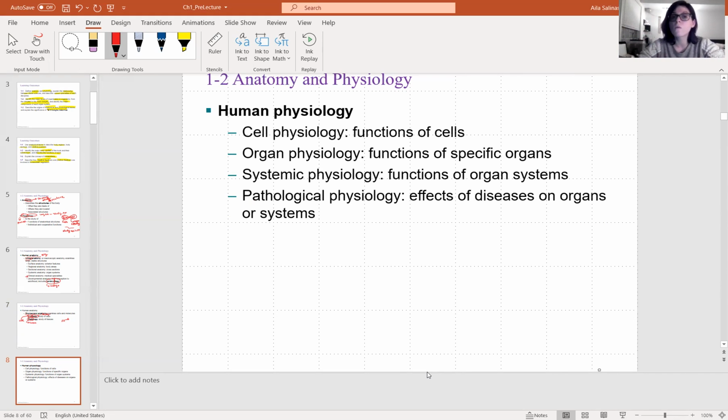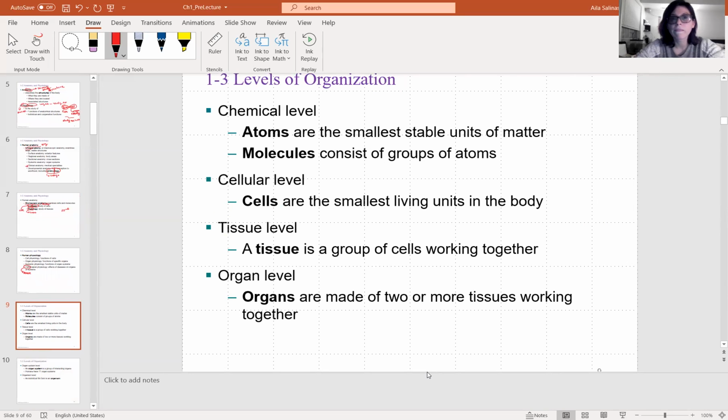We also have the pathological physiology. Pathos is disease. So in this portion, in the pathology, we focus and study the diseases that affect organs or systems. And then talking about cells, organ system, we face the levels of organization.